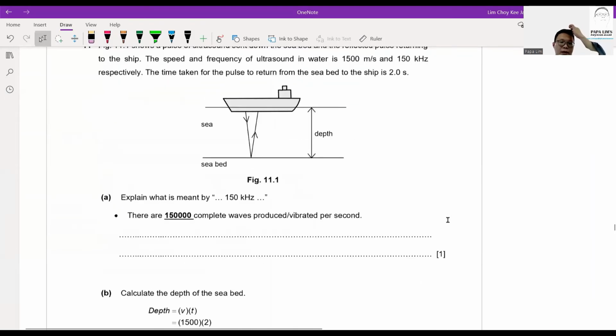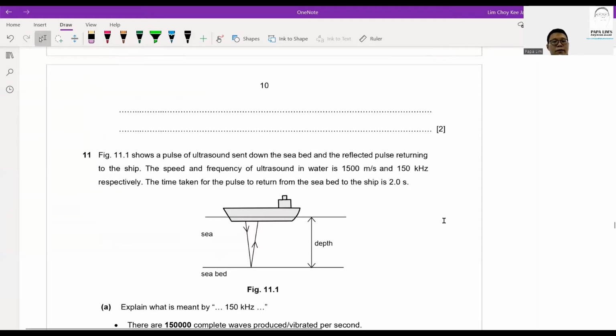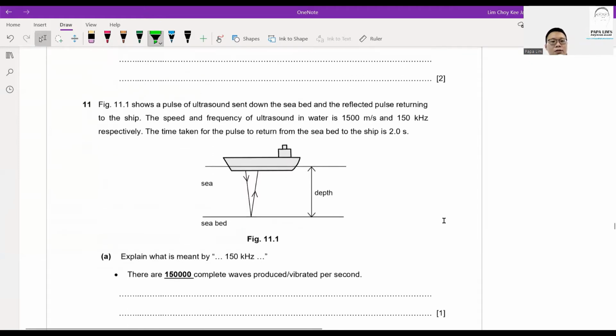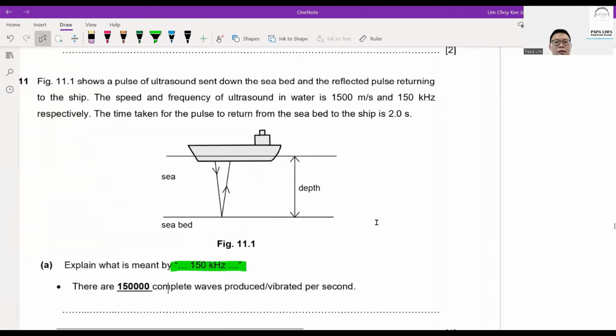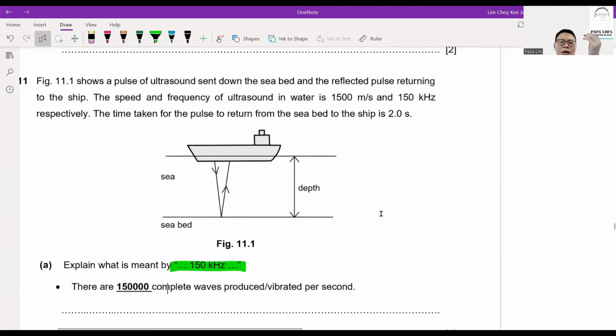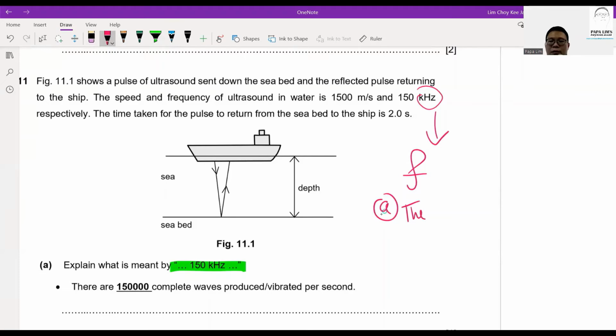Question 11. The only problem I have is how we define 150 kilohertz. Nowadays, when we ask students to explain something in detail, we are not just looking at the definition. For example, most of my students know that 150 hertz refers to frequency. So for part A, their answer will give me a very standard definition for frequency: the number of complete cycles in 1 second.